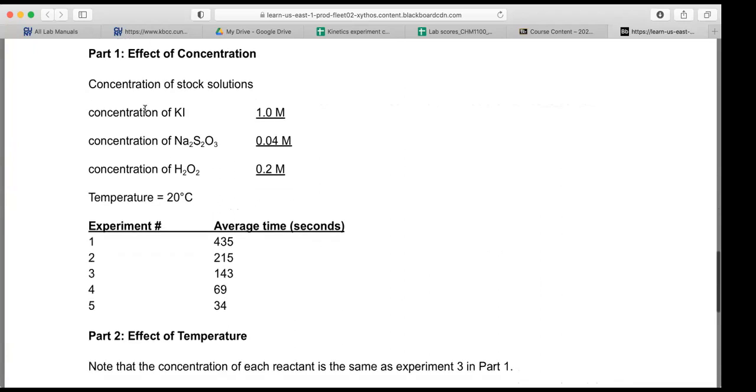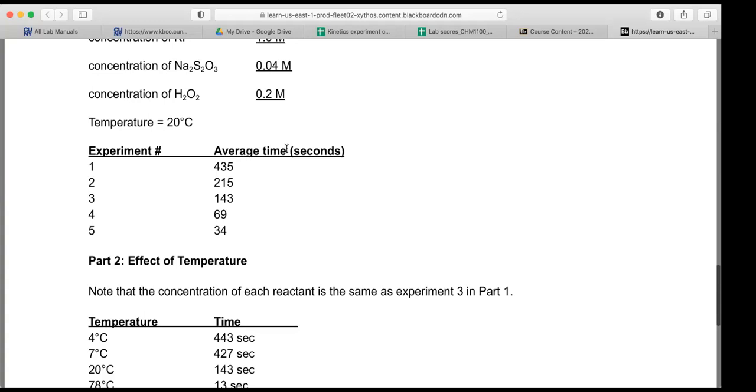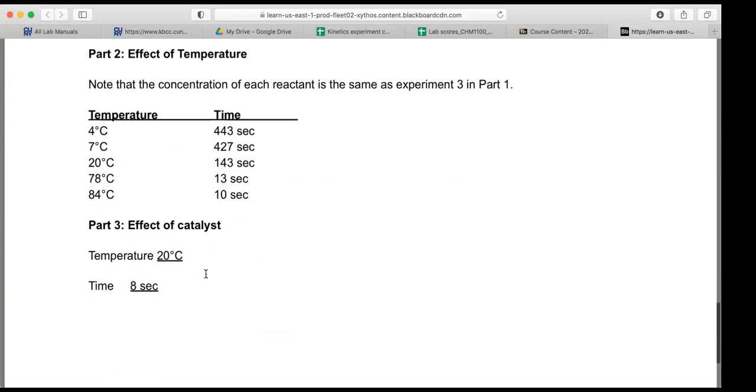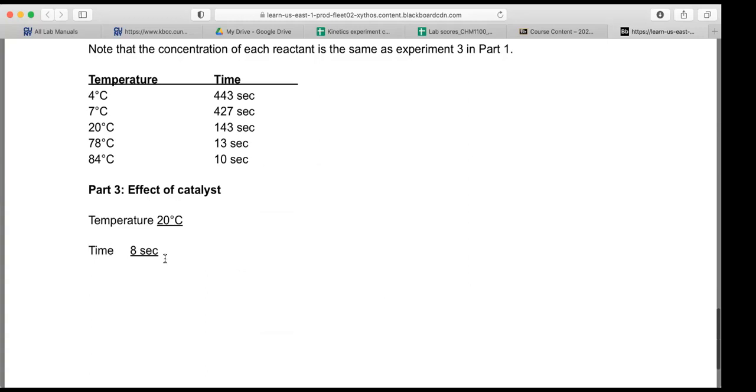Here is that first data set. The concentration of KI is right here. The concentration of Na2S2O3 is right here. And the concentration of H2O2 is right here. Temperature is given. These are the average times, the data in terms of numbers, right here for the experiments. These are the times and the temperatures for part 2. And then this is the temperature and time for part 3.